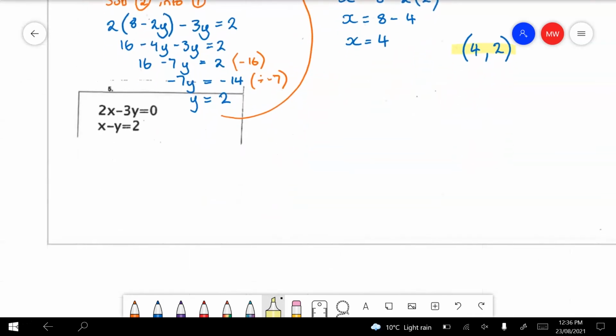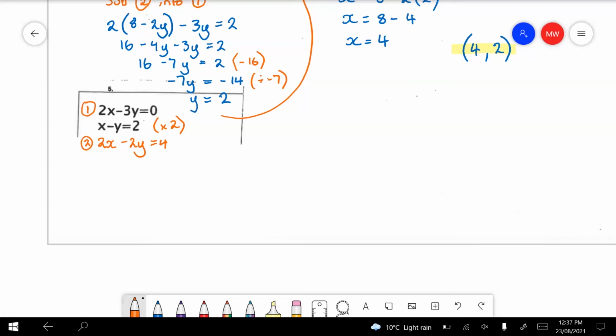Question 5. Let's do question 5 by elimination. What we'll do though is we'll manipulate the equation a little. So let's take the second equation and make the x's match. You can make the y's match if you want, but I'm just going to multiply the whole equation by 2 to make everything 2 times bigger. So this equation will become 2x minus 2y equals 4. And now this will become equation 1, and this will become equation 2.